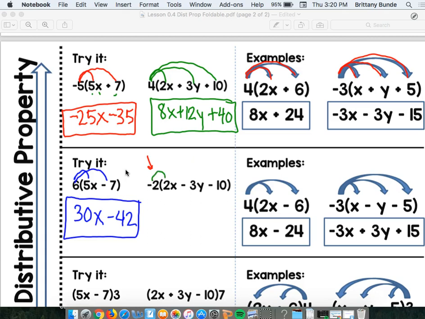Okay, negative 2 times 2x would be negative 4x. Negative 2 times negative 3 would be positive 6y. And then negative 2 times negative 10 would be positive 20. Are we doing okay? I think we got a good feel for this?